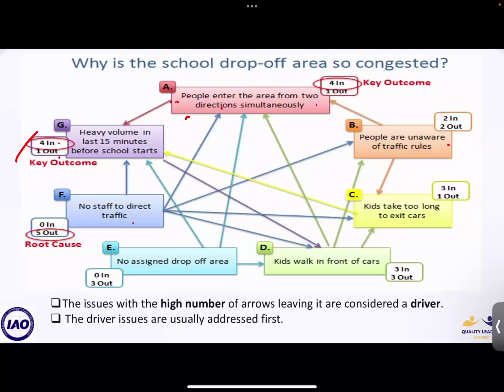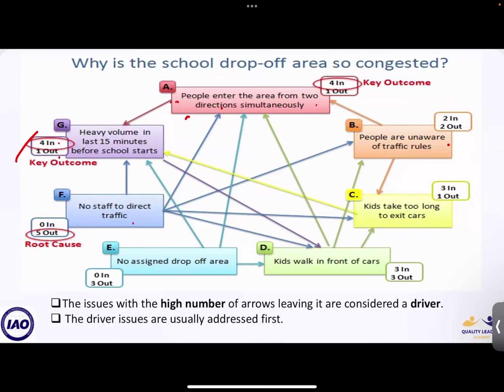If I count the number of out arrows, the problem with the most out arrows is the root cause. 5 out means this problem has caused 5 other problems. 3 out means this problem has caused 3 other problems. 2 out, and so on. So the problem with the most out arrows is the root cause.